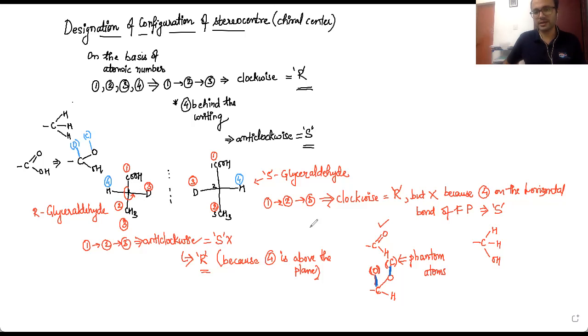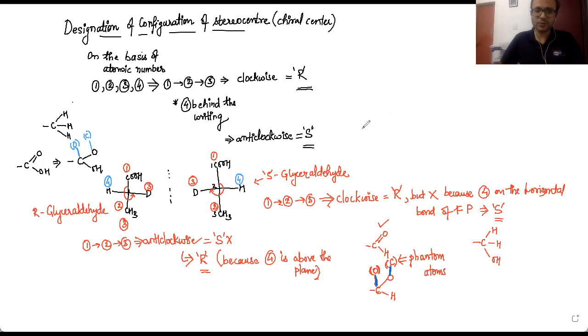Similarly here, when we move from 1 to 2 to 3, it appears to be a clockwise direction. So we expect it to be R. But since our fourth priority group is on the horizontal bond, which is above the writing plane, the actual configuration is S. So here the actual configuration is R, and here the actual configuration is S. This is pretty simple to understand. Let's do one more example in this video.